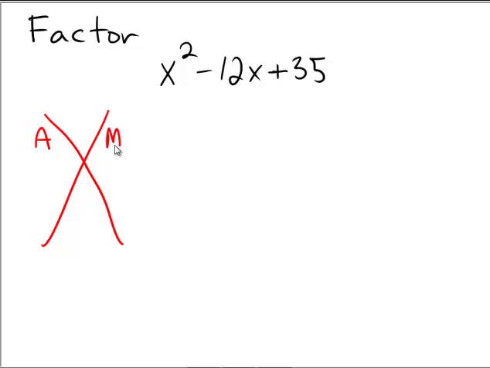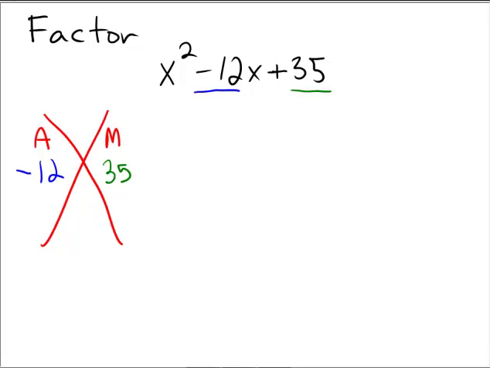Now A is going to stand for the adding number and M is going to stand for the multiplying number. The adding number is always the coefficient of the x. So in this case, the adding number would be negative 12. The multiplication number, on the other hand, is the number that's located at the end. In this case, it's a positive 35. So over here, we write the number 35.